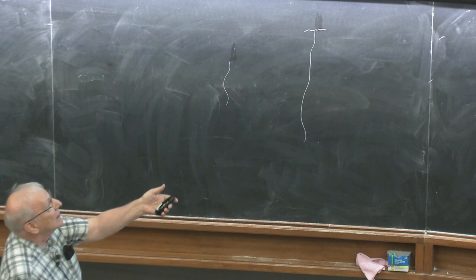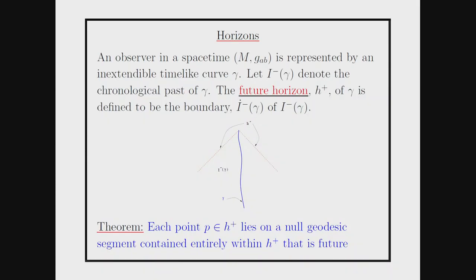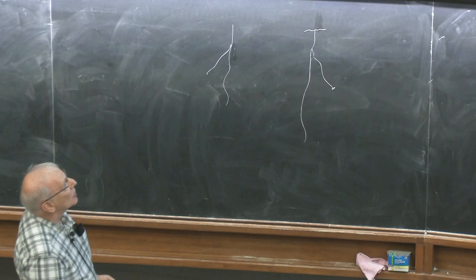Okay, and now we can consider the causal past of any observer. The observer now is gamma. I minus of gamma is the chronological past. It doesn't really matter too much for what I'm about to define. So I can consider all events that are connected to the observer by a timelike curve. Any event that's connected by a future-directed timelike curve to the observer's worldline defines what I mean by the chronological past.